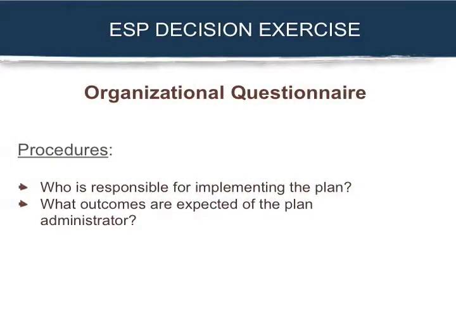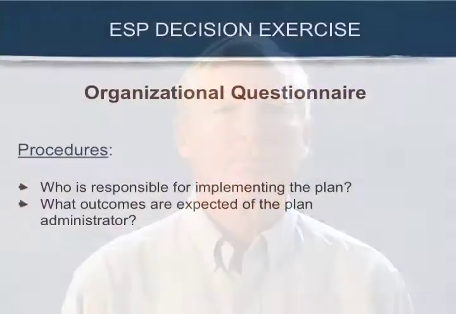The first section would be procedures. Who is responsible for implementing the plan? This should be someone who is knowledgeable of operational activities and can move the process quickly and efficiently. In most instances, this would be an engaged board member or sometimes a small committee, such as the executive officers.